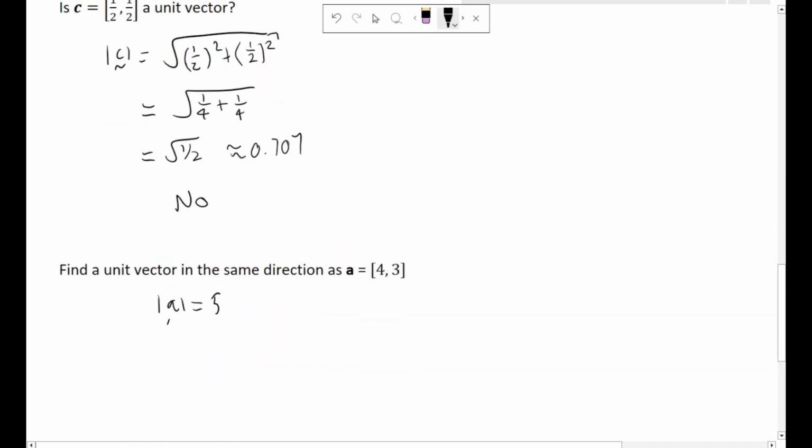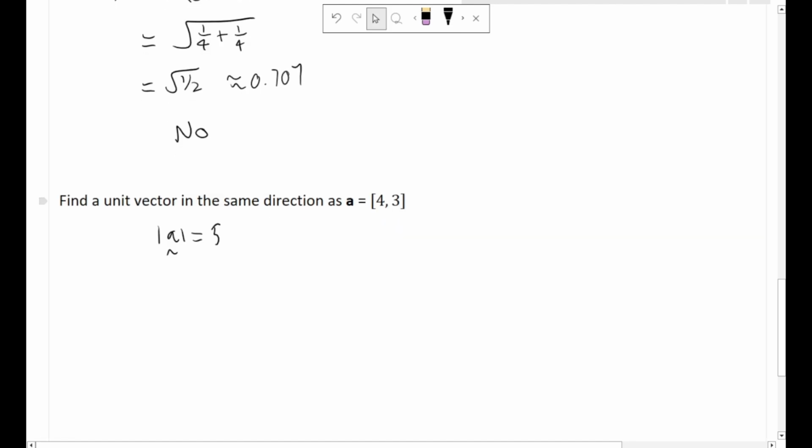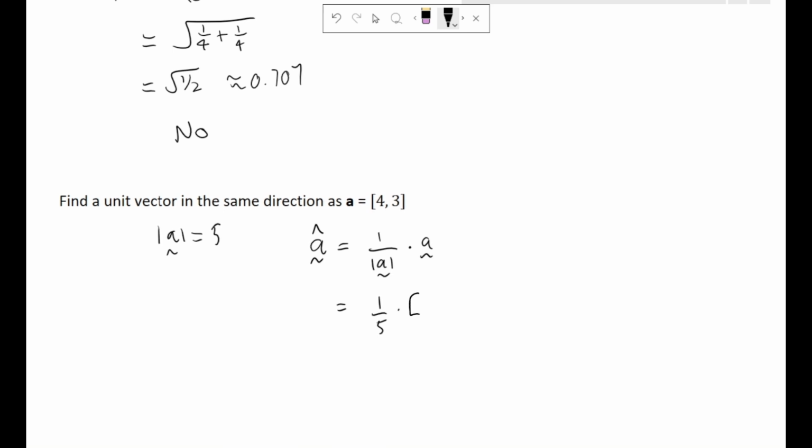So we'll use that. The way you find a unit vector, first of all, the unit vector usually has a little hat on the top. Yeah, that's how you can draw unit vectors. And the formula for it is 1 over the modulus times your original vector. So we'll see how this plays out. It's going to be 1 over 5 times (4, 3). So what we actually get is 4 over 5 and 3 over 5.